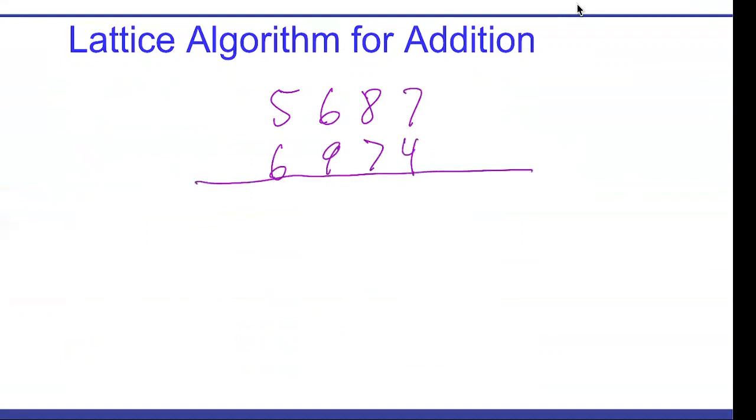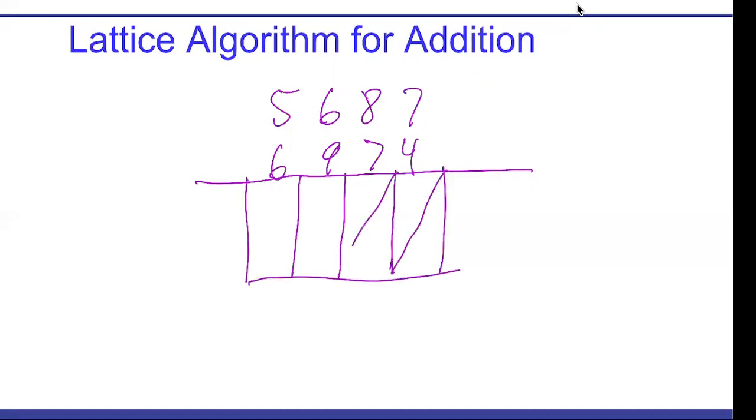We learned the lattice algorithm in the lab or after class. I can't remember now. I guess it was after class. Let's review it. Let's add 5, 6, 8, 7, and let's add 6, 9, 7, 4. So we build our lattice, our array of these things. And now we fill it in.